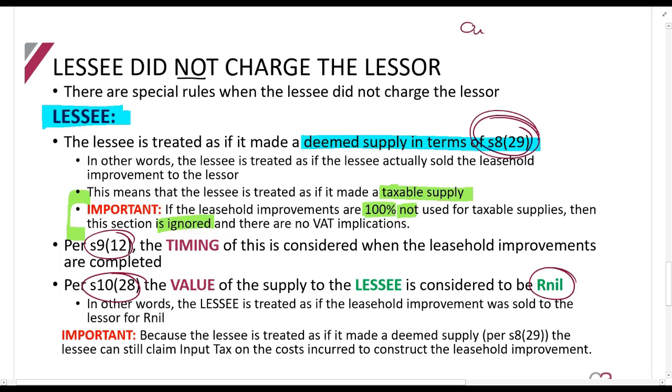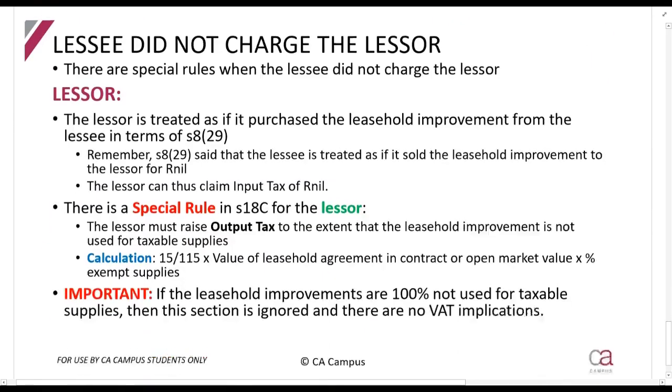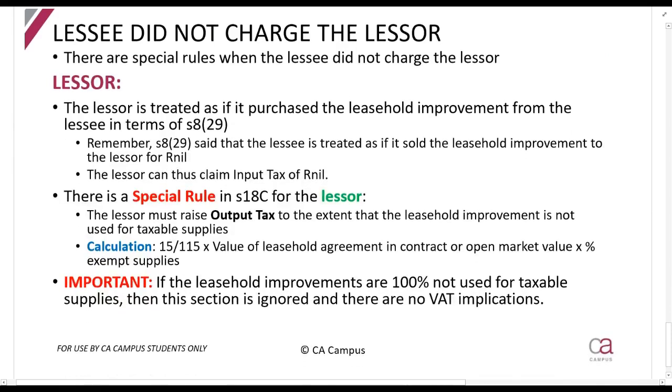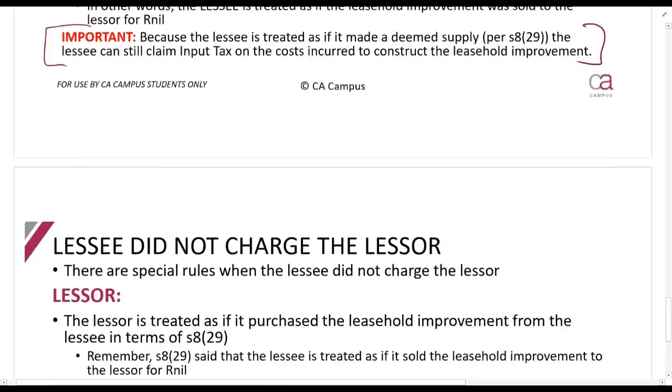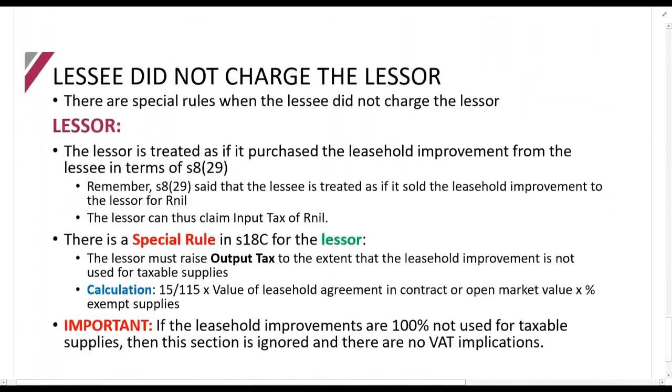So the output tax by the lessee will be 0. Because they are treated as if they sold it, they can still claim any input tax that they incurred in making the asset, and building that leasehold improvement. That's what we say over here. When does it take place? It's deemed to take place at the time when the leasehold improvements are completed. Right, what about the lessor? So the lessor now is the owner of the property. The lessor was not charged in reality, but what happens now? So remember, the lessee is treated as if they sold it to the lessor.